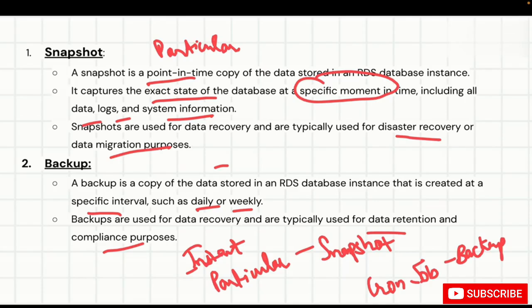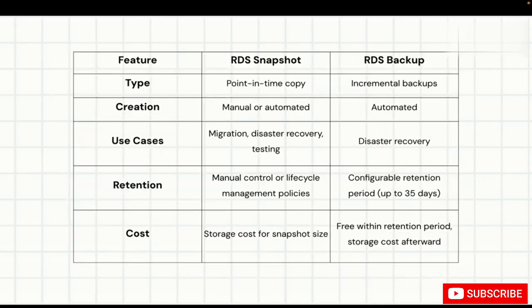Now let's see the basic differences. The RDS snapshot is point in time and the RDS backup is incremental, so any change or modification done will be reflected in the backup. Creation: an RDS snapshot can be manual or automated. Backups are automated in nature.